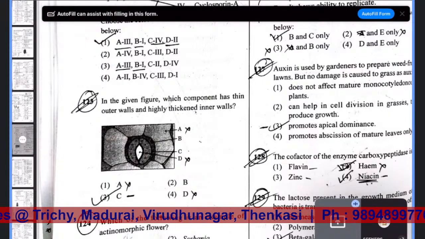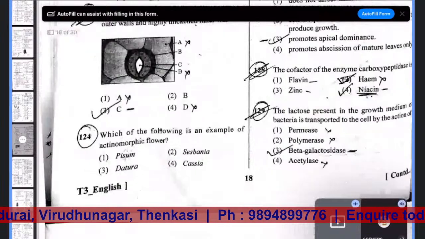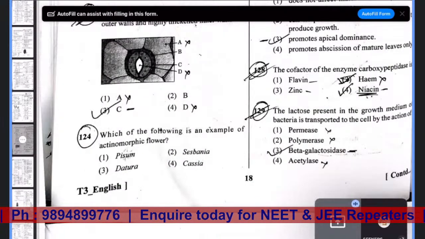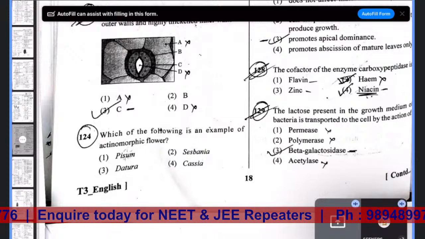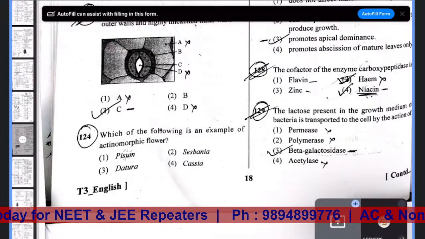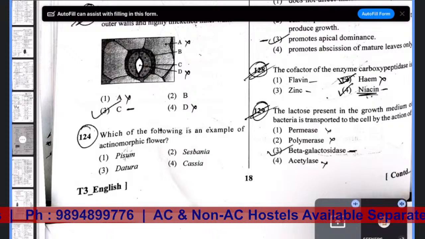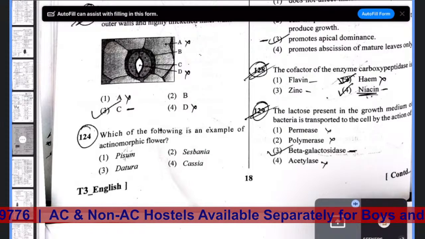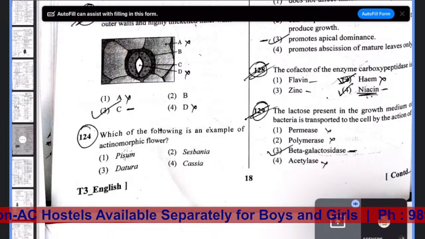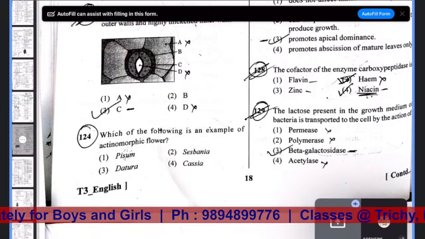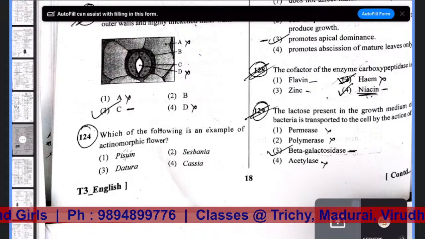Then question number 128, the cofactor of the enzyme carboxypeptidase. I think we have got many questions from biomolecules, so this is also from the biomolecules chapter. Carboxypeptidase is actually an enzyme used as a digestive enzyme. It is a proteolytic enzyme, and the cofactor present in carboxypeptidase is zinc. It's just a direct question. For question number 128, option 3.